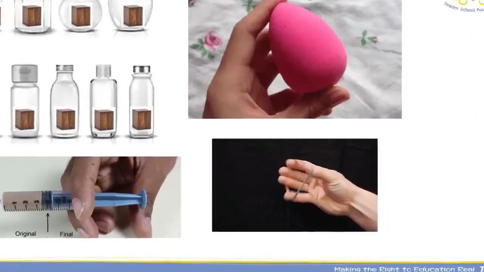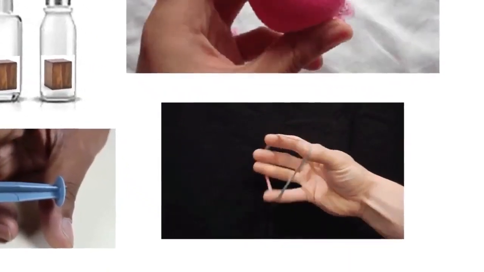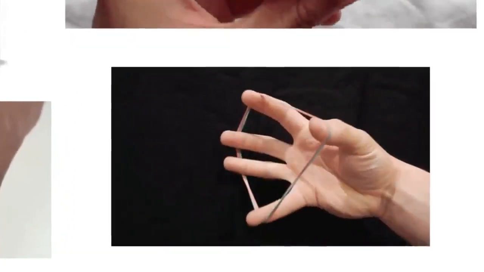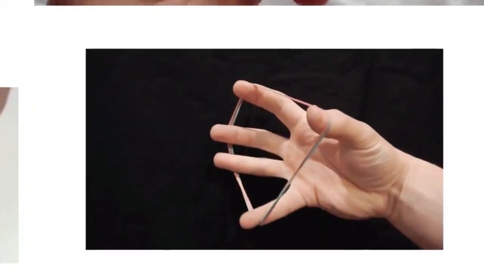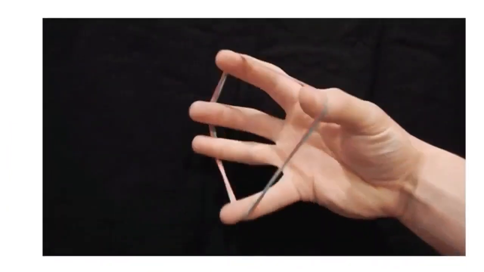Now let us look at a similar example to the sponge, which is nothing but a rubber band out here. When you stretch the rubber band, you are bringing about a change in its volume and shape. But the minute you leave it, it will go back to its original shape and volume, telling you that it does have a fixed shape and volume and hence it is a solid.